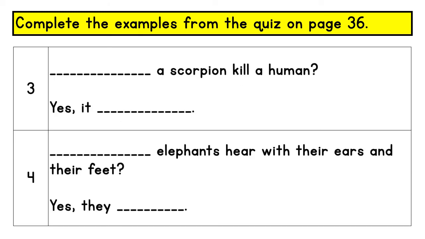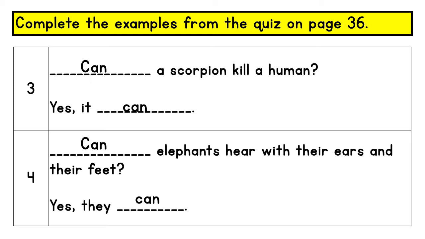When you want to ask a question, you have to use can. Can a scorpion kill a human? When the answer is yes, it should be yes, it can. You are right. Question 4: Can elephants hear with their ears and their feet? The answer will be yes, they can. So we have learned to use can to give affirmative and negative statements and ask questions.